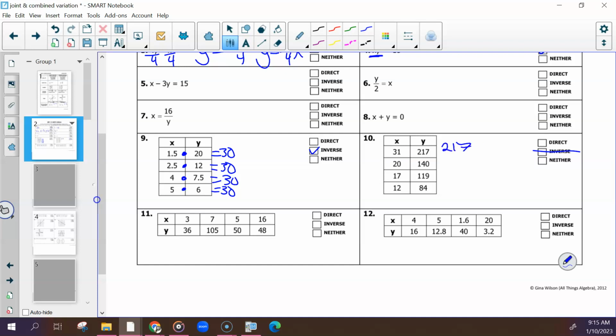217 over 31. 7. 140 over 20. 7. 119 over 17. Also 7. And 84 over 12. Don't assume it's going to be the same just because 3 of them were the same. It could not be. So always make sure that you check every single one. So this is direct.